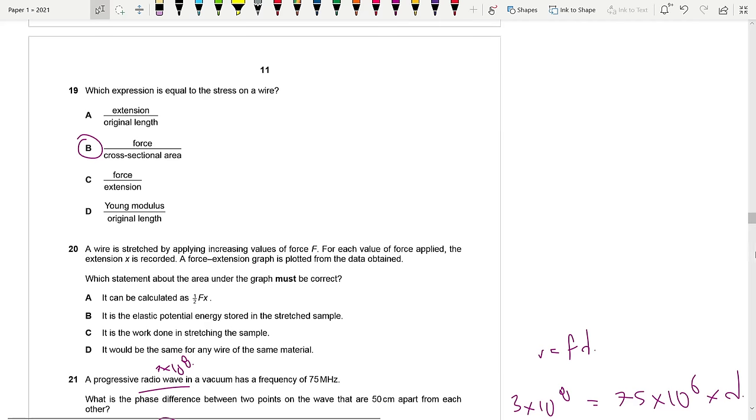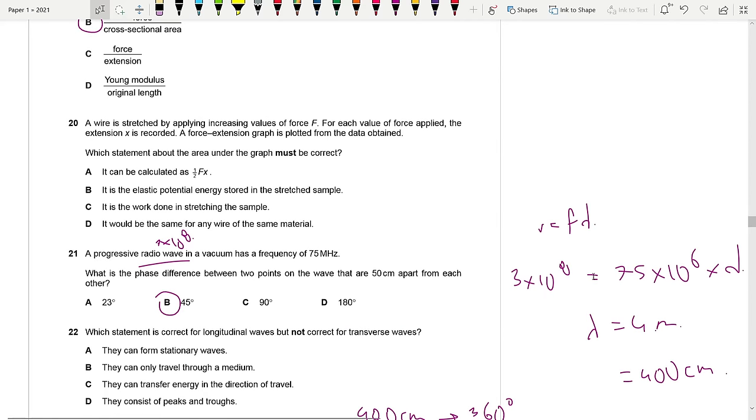20. A wire is stretched by applying increasing values of force F. For each value of force applied, the extension X is recorded. A force extension graph is plotted from the data obtained. Which statement about the area under the graph must be correct? It's basically the strain energy stored in the spring. Understood? It can be calculated as half Fx.